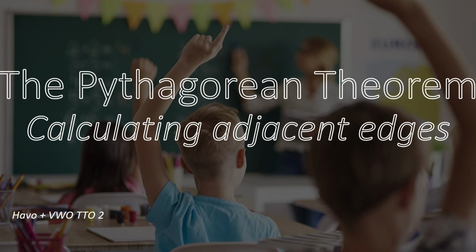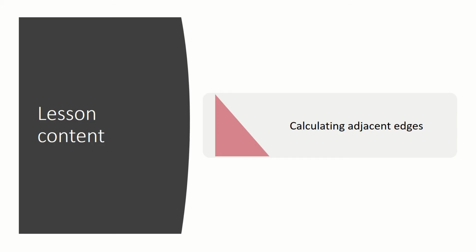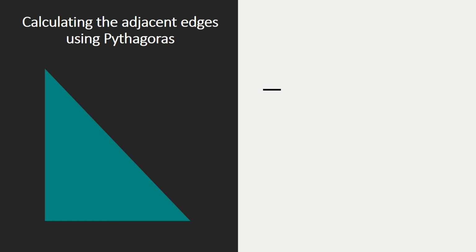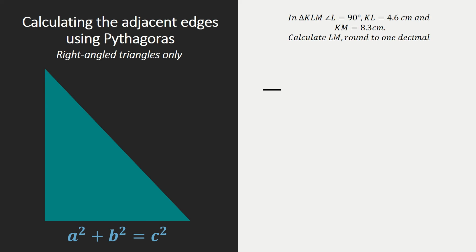Everyone, in this video you're going to learn how you can use the Pythagorean theorem to calculate adjacent edges. In the last video you learned how to calculate the hypotenuse, and in this video you're going to learn how to calculate the adjacent edges. So please make sure that you only use Pythagoras in right-angled triangles, and that you remember our standard formula is a squared plus b squared equals c squared.